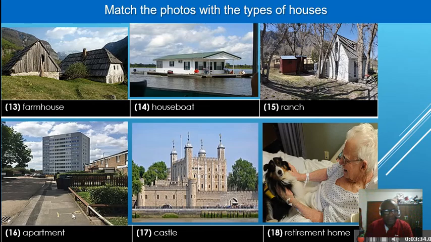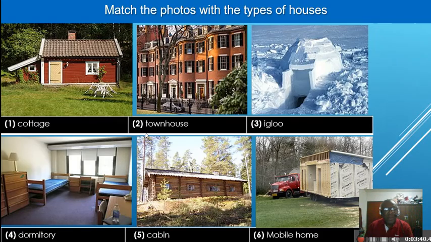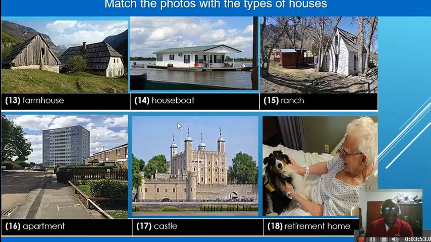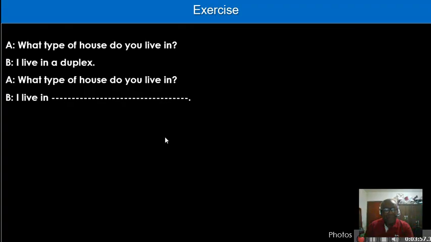Or an apartment? Do you live in a castle? Retirement home? Or do you live in a dormitory? A cabin? A mobile home? Igloo? Townhouse? Or a cottage? So from here you can identify the type of house you live in, and then you respond to the question here at the end. What type of house do you live in? So you can state the type of house you live in.